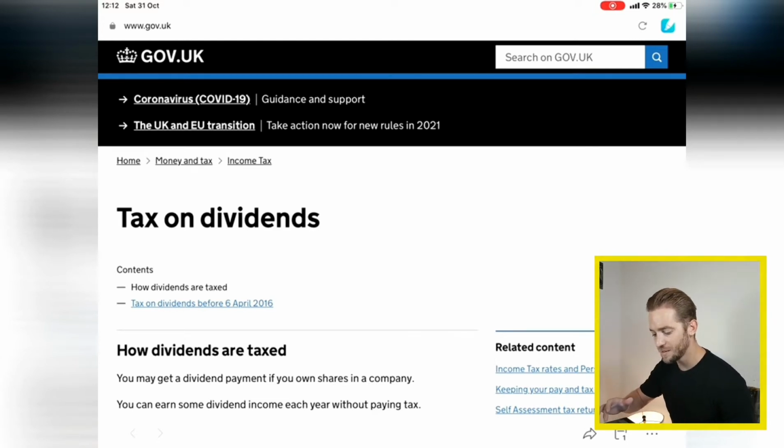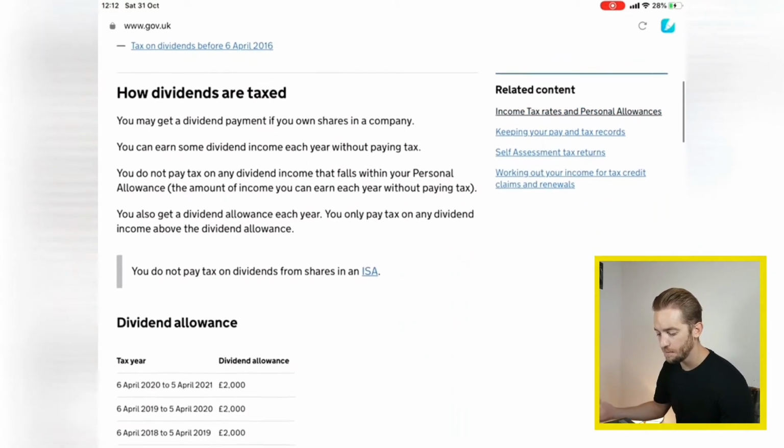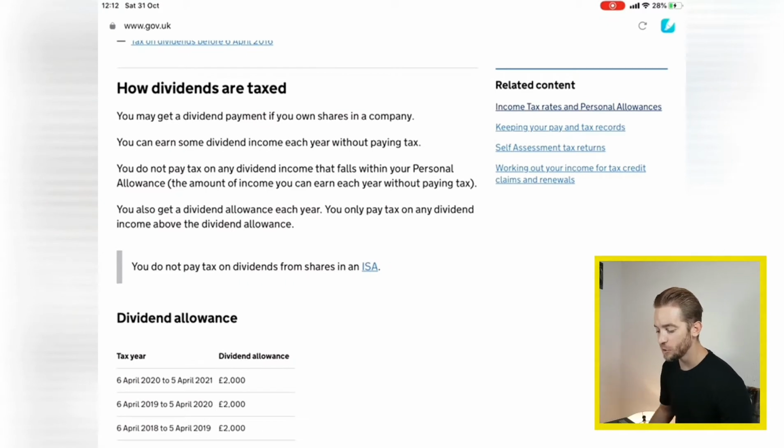So, how dividends are taxed. You may get a dividend payment if you own shares in a company. You can earn some dividend income each year without paying tax. You do not pay tax on any dividend income that falls within your personal allowance, which is the amount of income you can earn each year without paying tax. You also get a dividend allowance each year. You only pay tax on any dividend income above the dividend allowance. It also says here, you do not pay tax on dividends from shares in an ISA.